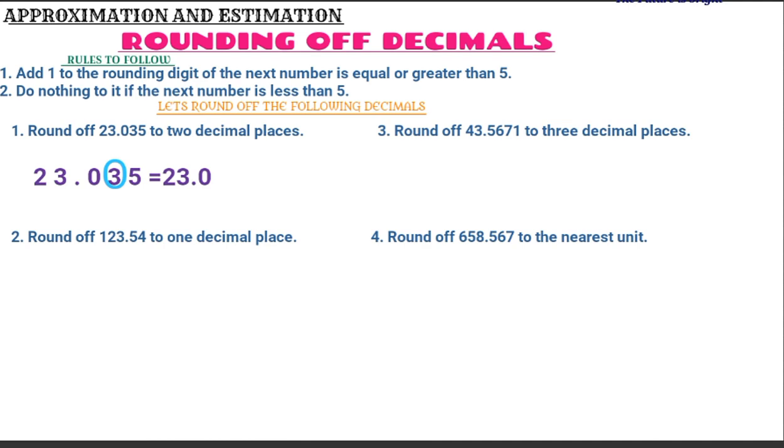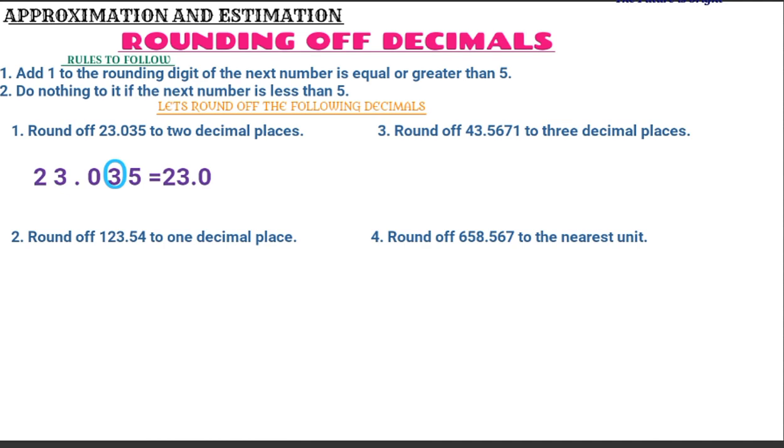I've written 0 because I've seen that the next number after 0, the rounding digit, is 3 and not 9. If it was 9, I couldn't have written 0, because 0 would be affected. When we add 1 to 9 it gives us 10, which will take 1 to where there is 0. So since it's less than 9, I'm going to write 0. But if it's 9, you don't need to write 0 yet because it will be affected.